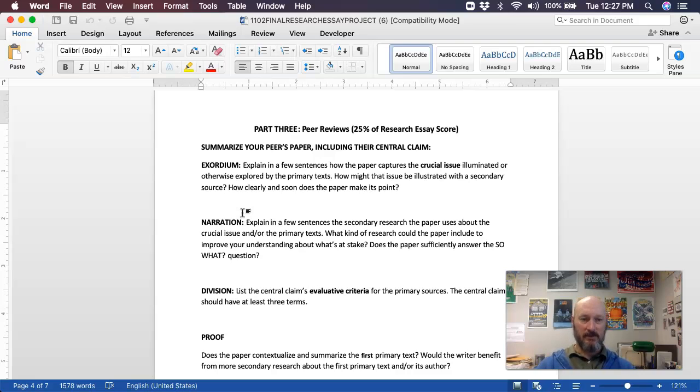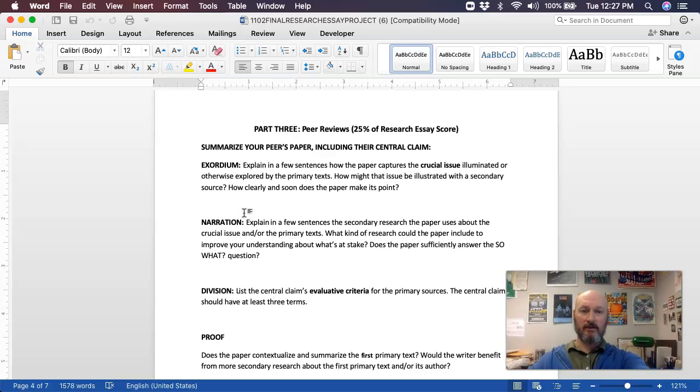What is the student's introduction? How are they showing the crucial issue? Which introductory move are they using to capture their audience's attention and capture the big idea or the crucial issue? Explain that and paraphrase that, and then give an alternative introductory idea that would be a secondary research idea.